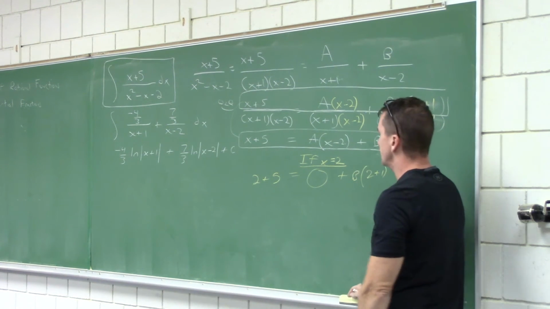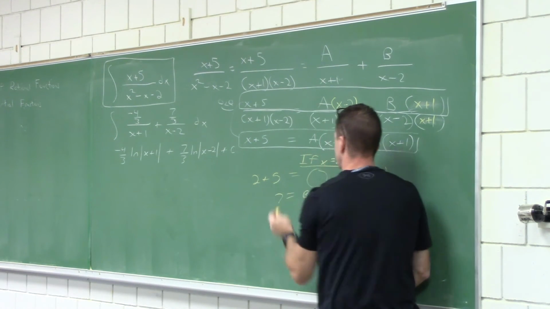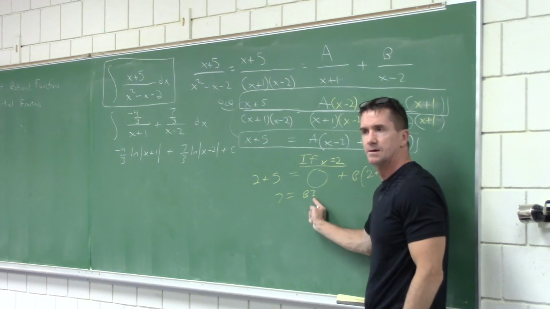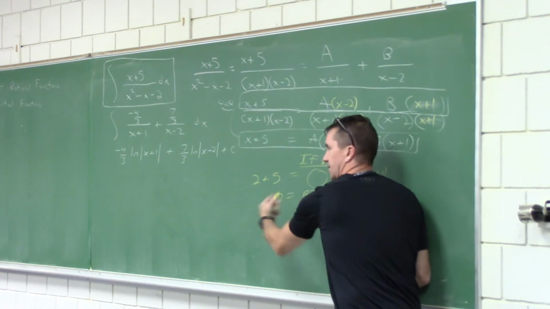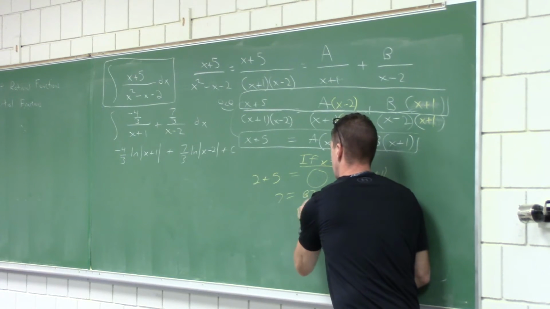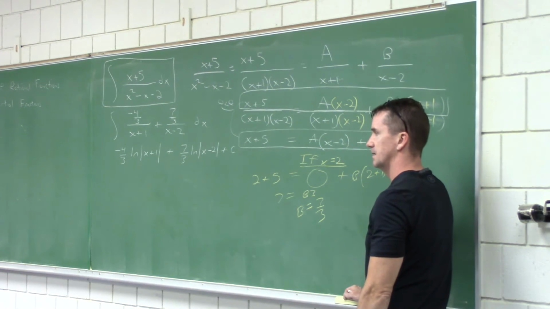And you're like, are you kidding me? Look what you already got. 7 equals what? 7 equals B times 3. Are you kidding me? What's B? Divide by 3 on this, that's what B is. See how quick that was? Way quicker than the other.